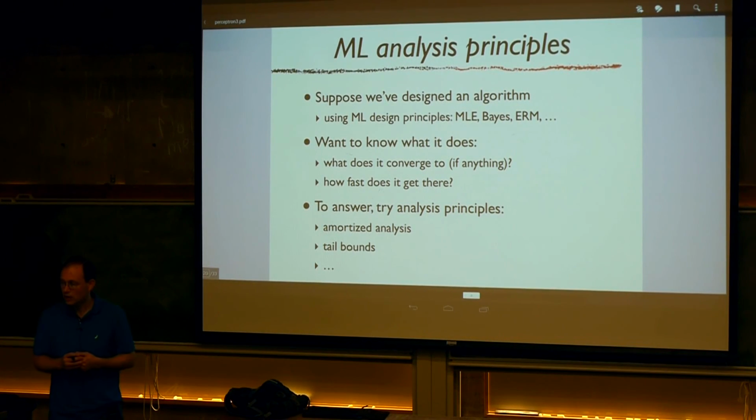And in order to do that, we'll usually use a potential function to keep track of the changes in state of our algorithm. We'll see an example of that later. Tail bounds, again, we'll go into much more detail on those later.